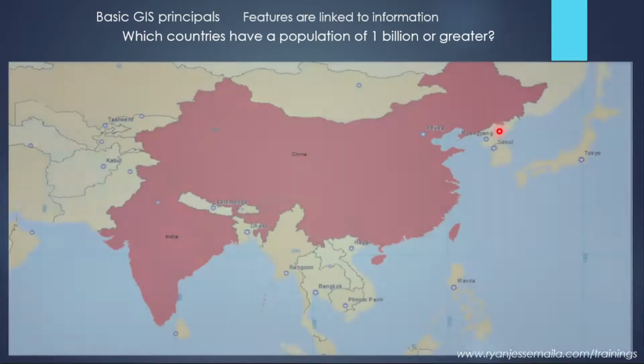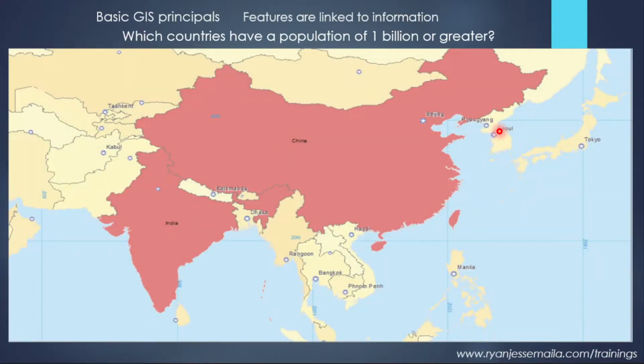Here is another example. Which countries have a population of 1 billion or greater? And you can see China and India, just by their colors, that these are the ones that we are talking about. So we could use GIS to answer such kinds of questions.